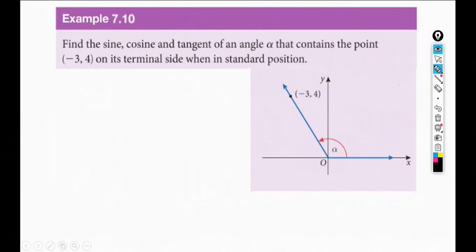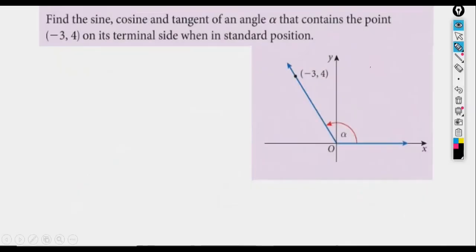So we begin with example 7.10, and they ask us to find the sine, cosine, and tangent of an angle alpha that contains the point -3, 4 on its terminal side when in standard position. So remember that with this, we always use a right triangle as a reference. So this is our right triangle, and this is, by the way, our angle of reference as well. We're not going to need this angle of reference for now, but it's good to indicate it.